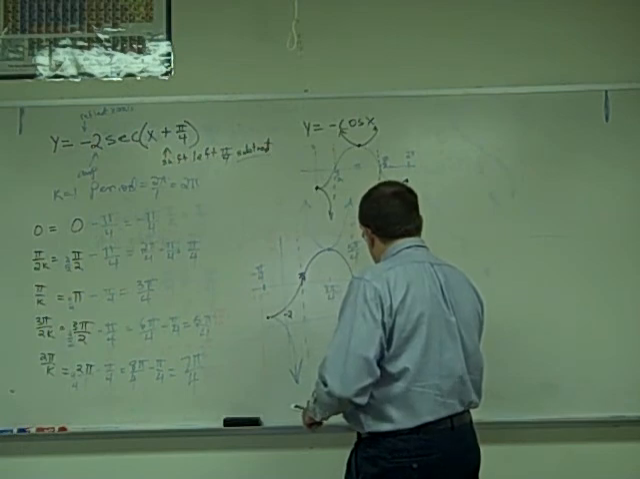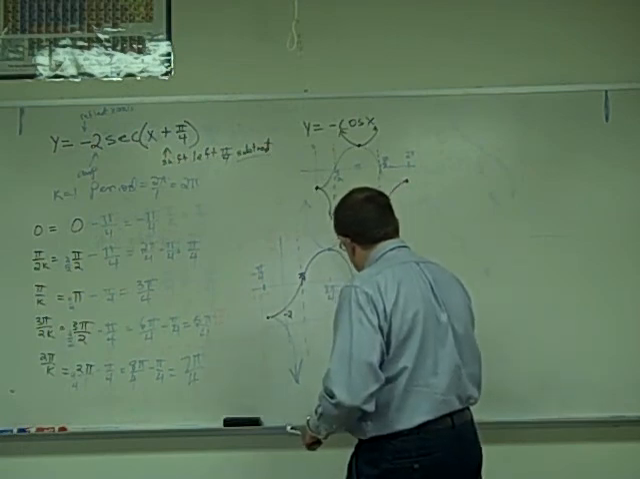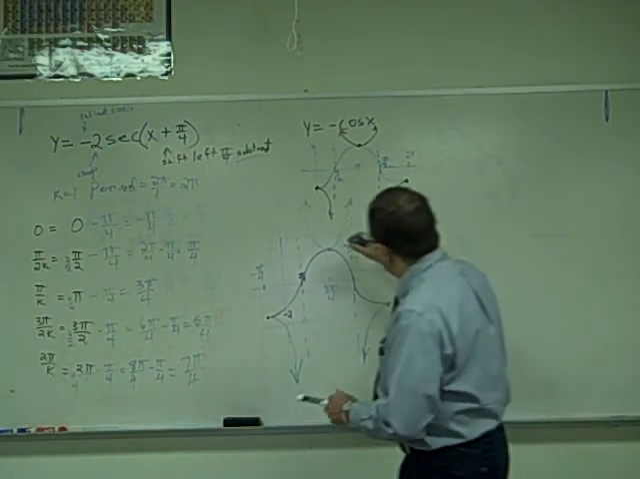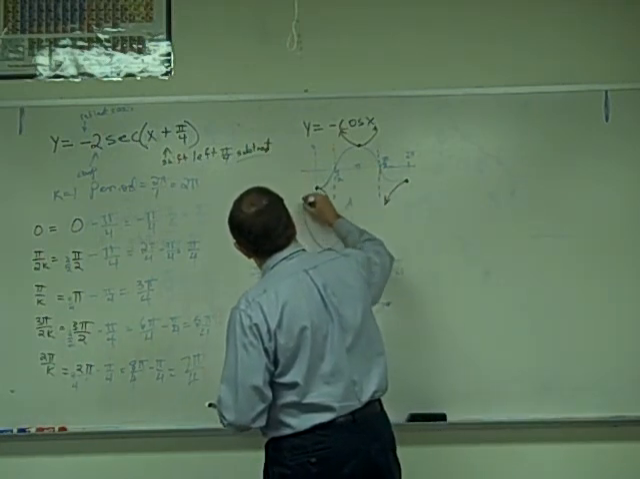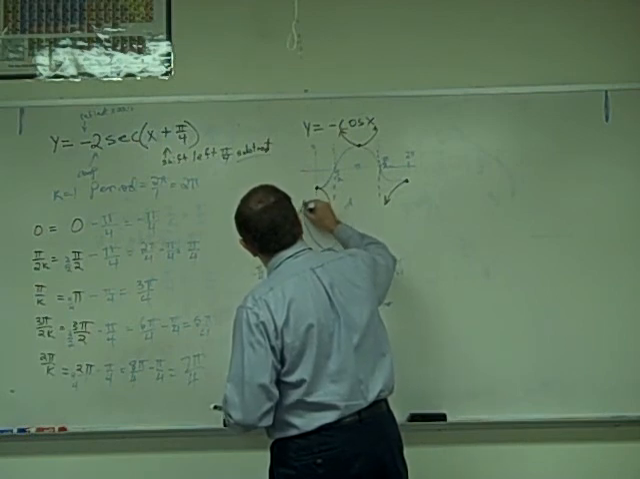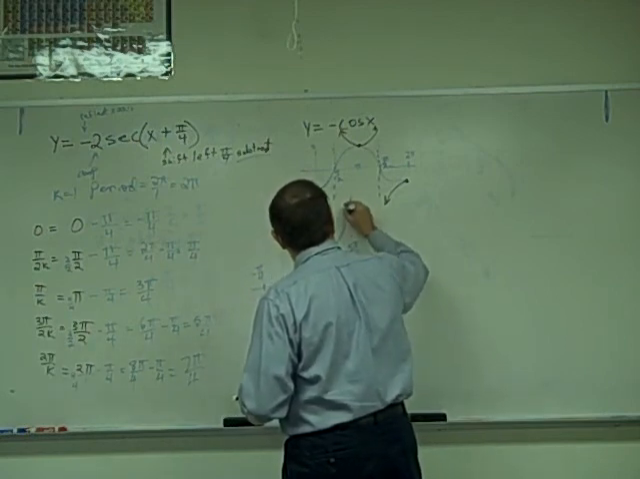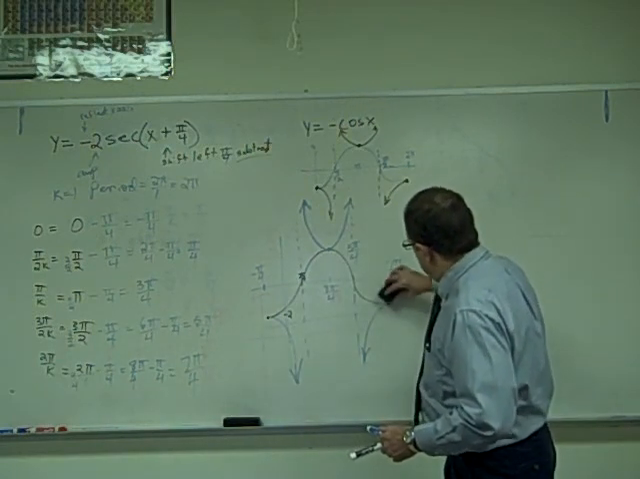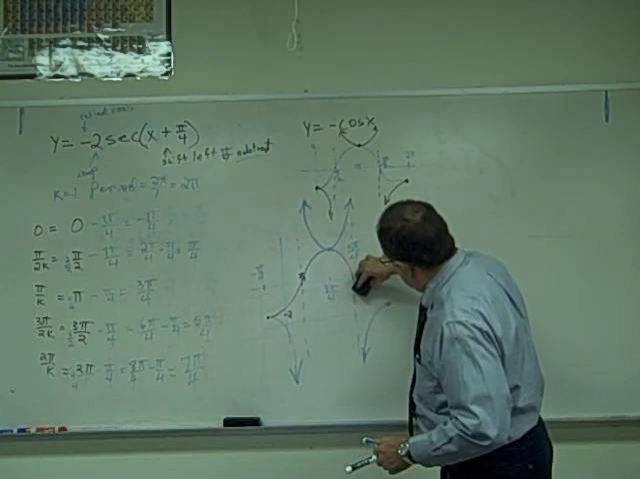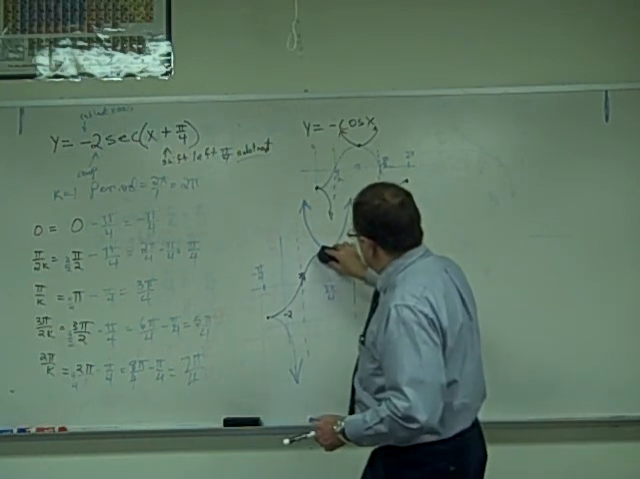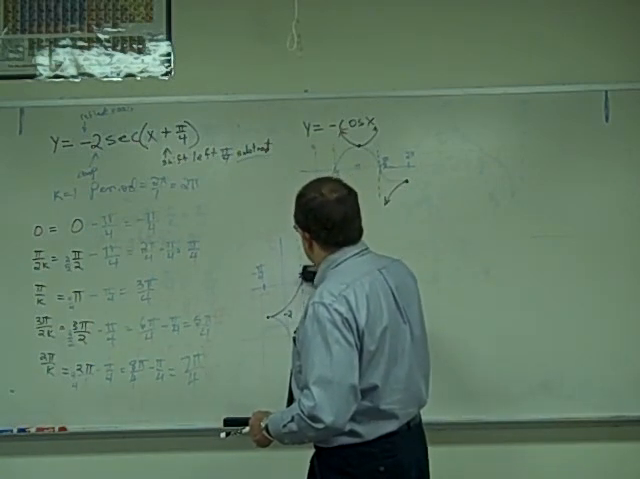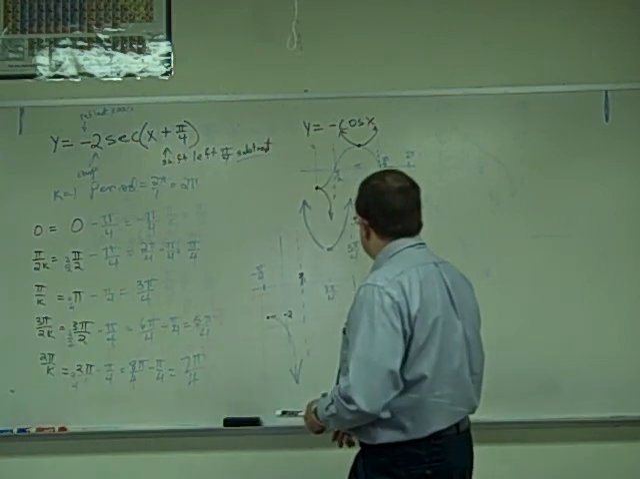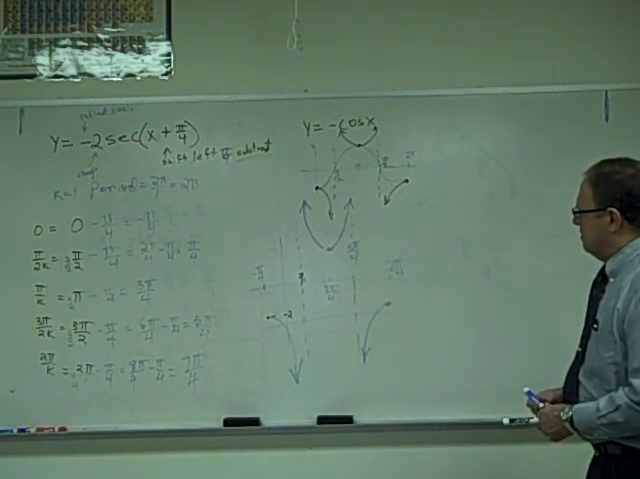Okay, so that means from here, we're going downward like that. Okay? Get a little bit darker. Okay, so once you draw your secant, you can even, if you want to, erase the cosine curve, and then there we have our secant. Okay.